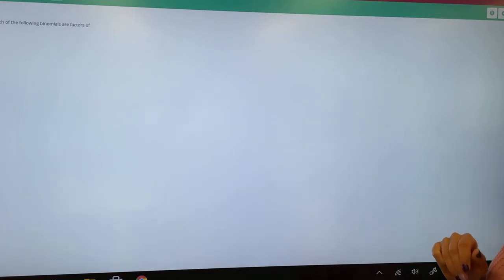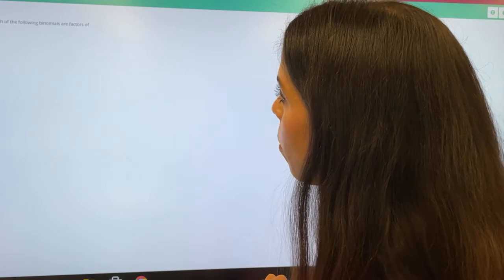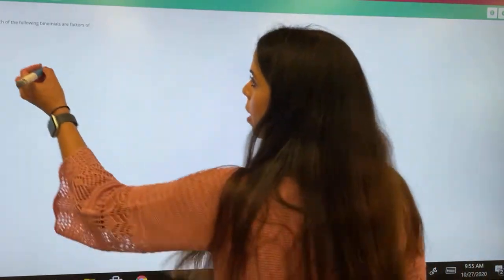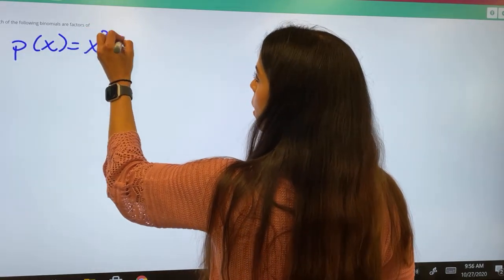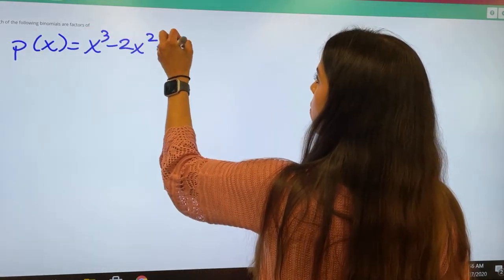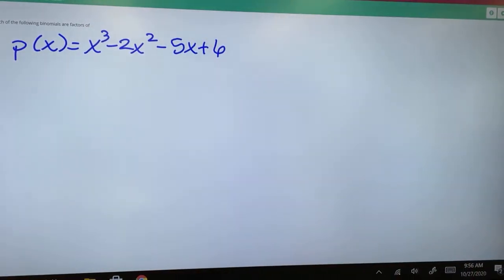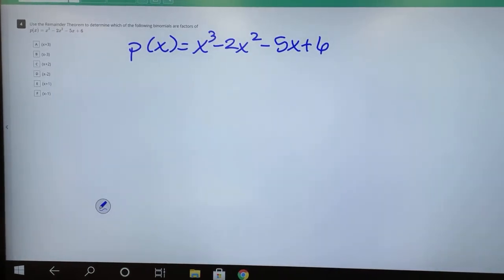All right, number 4, it says use the remainder theorem to determine which of the following binomials are factors of p of x. So I'm just going to write it nice and big. P of x equals x cubed minus 2x squared minus 5x plus 6. I just realized I need to move the camera back. Okay. All right. So it says to use remainder theorem.